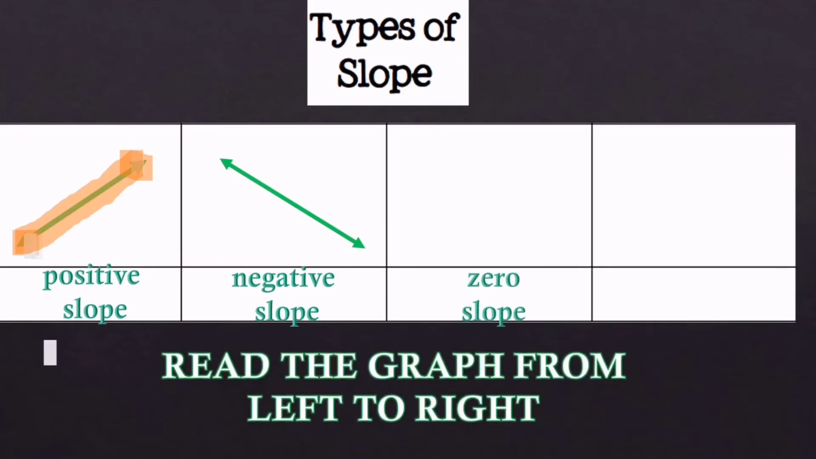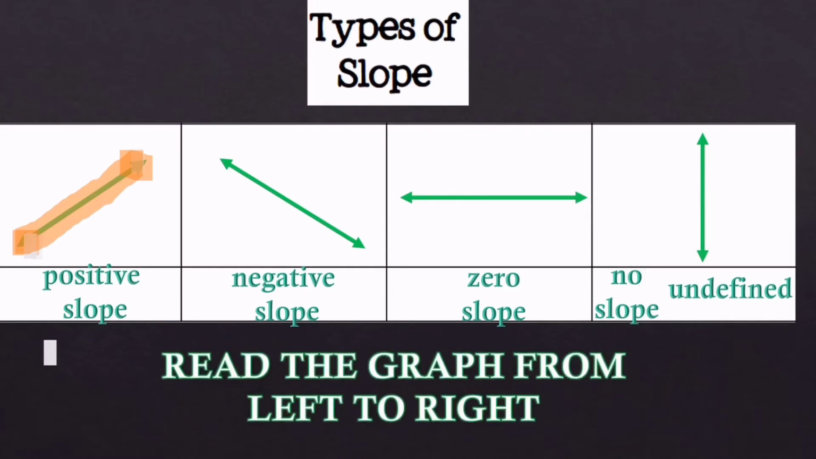Then I have a zero slope. A zero slope just goes from left to right. There is no rise, okay? You have to commit this to your memory. If it's going from left to right, it is a zero slope. Then let's move to our last type called no slope or undefined. You'll see it both ways. But no slope is different than zero slope, okay? So a no slope goes up and down. It's a vertical. Okay, there is no run. I didn't go anywhere.